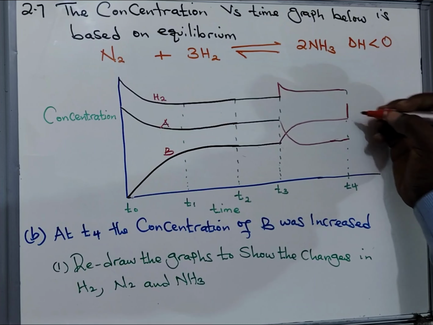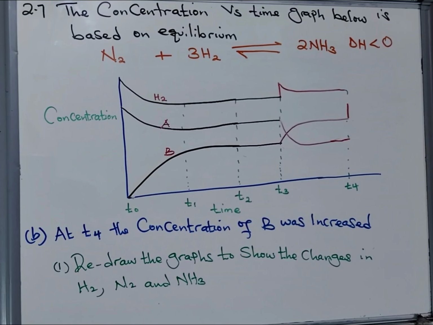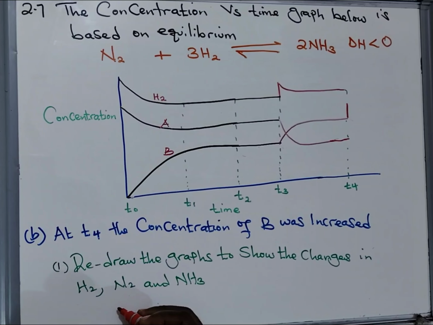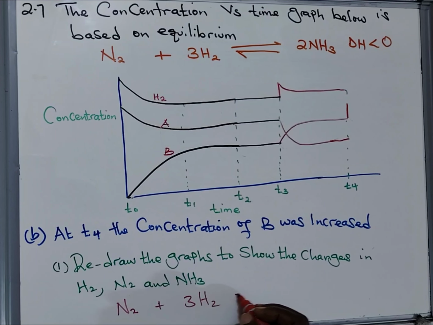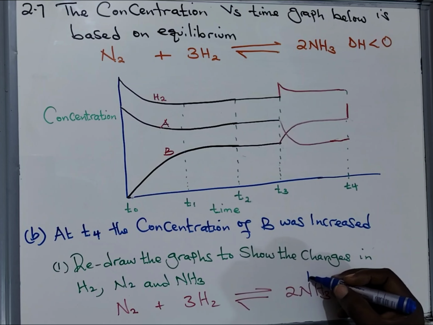So when you increase B, what will happen? Like I always tell you, to predict this one, you need to have the equilibrium. So this is the equilibrium you're having, which is nitrogen plus hydrogen giving you ammonia. Okay. You know the graph to show the changes in this. So what are we doing? We are increasing B. B is ammonia, so we are increasing it.